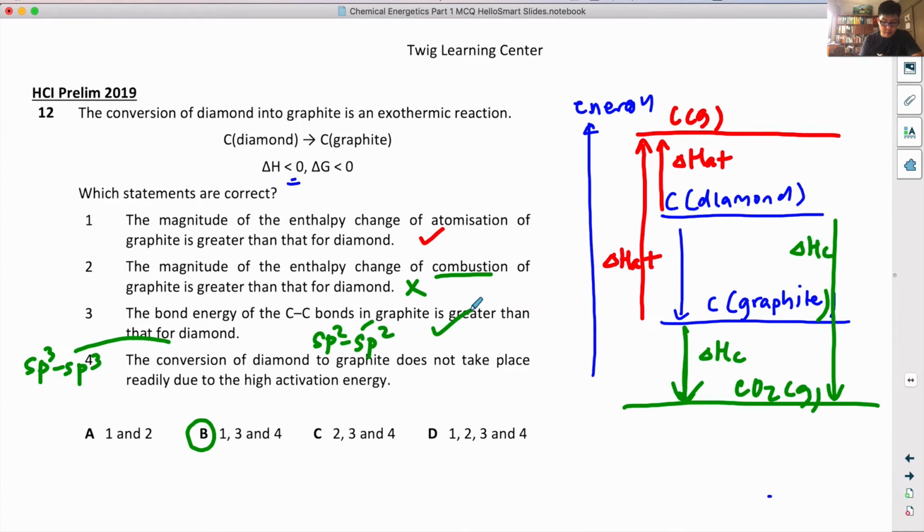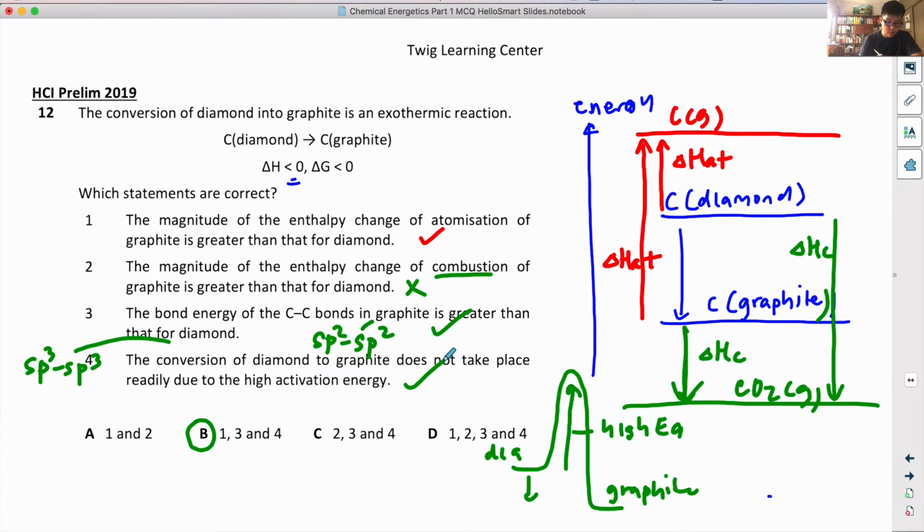The conversion of diamond to graphite does not take place readily due to the high activation energy. This is true. So if this is diamond to graphite, it's a high activation energy. Because of the high Ea, diamond doesn't become graphite so easily. So this is my diamond and this is my graphite. So this one is also true. So 1, 3 and 4. Okay, let's try question 13.